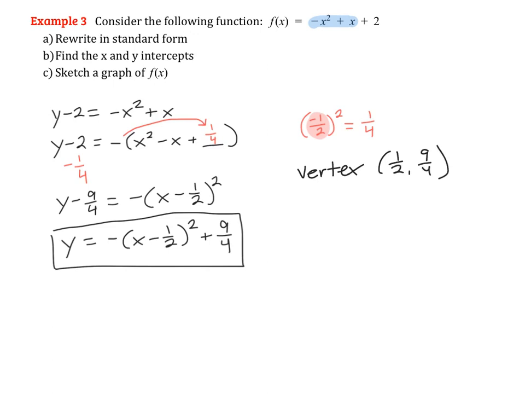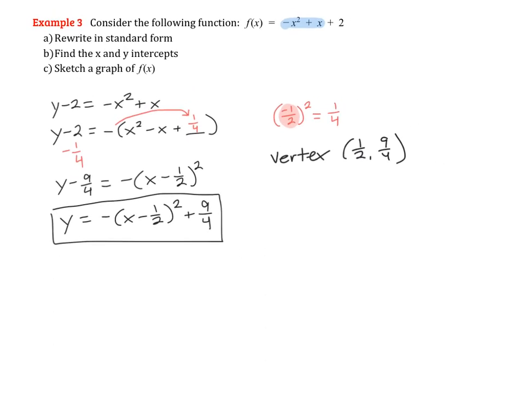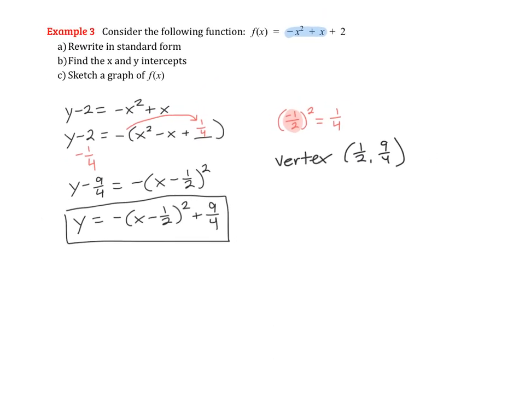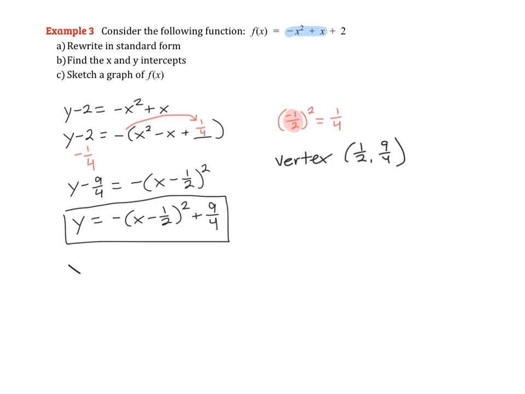Okay, so now they ask us to find the x and y intercepts. So remember, to find the x-intercepts, or maybe it's only one x-intercept, we have to see. We set y equal to 0 and we solve for x.